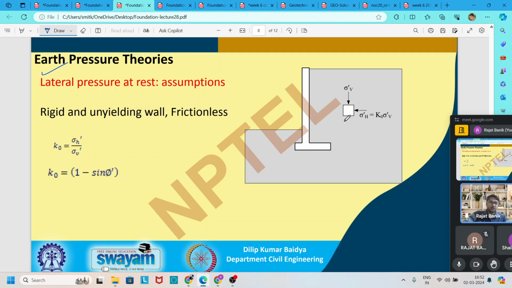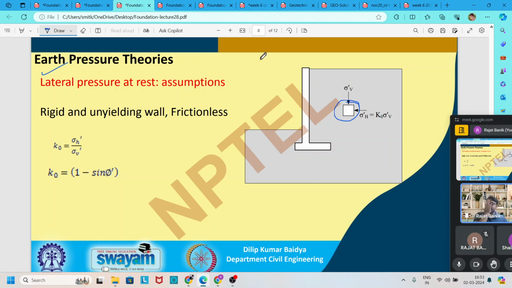If you draw one soil particle here in a square shape, the pressure coming vertically on this soil particle is the vertical effective stress. If we multiply some coefficient on it to find the horizontal pressure, then this coefficient is called the earth pressure at rest, when there is no movement of the wall.